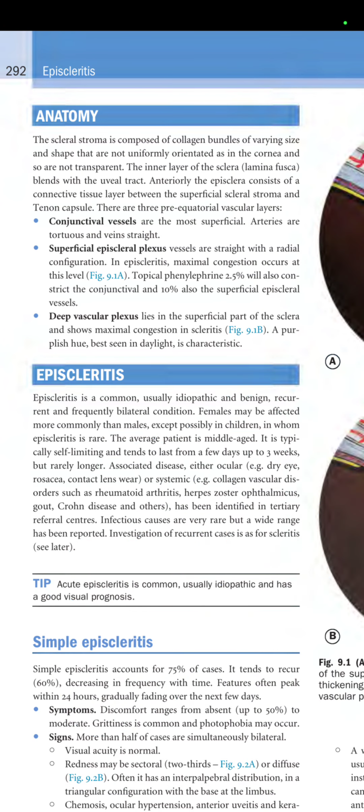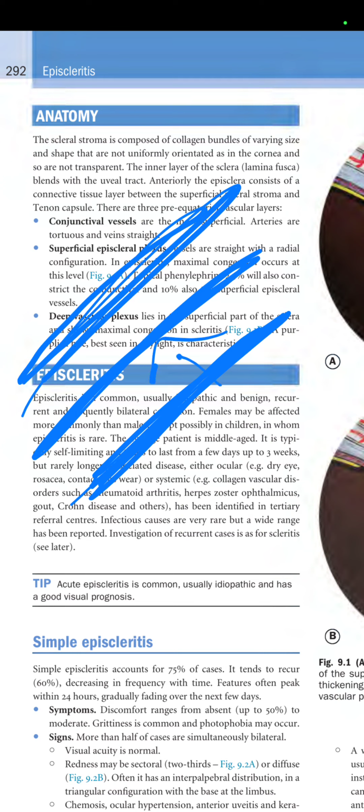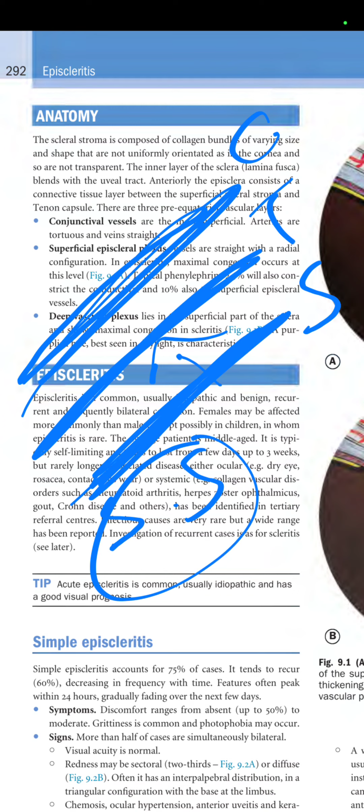The inner layer of the sclera, the lamina fusca, blends with the uveal tract. Externally, the episclera consists of the connective tissue layer between the superficial scleral stroma and the Tenon's capsule. So this is the sclera, and there is Tenon's capsule over the sclera, and there is conjunctiva over them. So, conjunctiva, Tenon, and then sclera. The episclera is basically the layer between the superficial stroma and the Tenon's capsule.